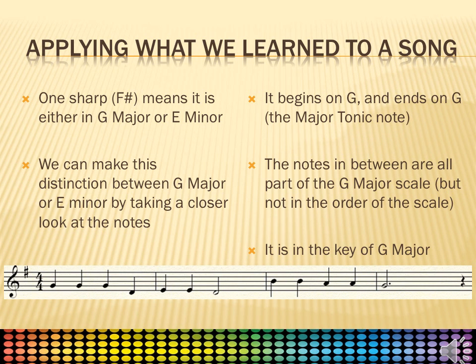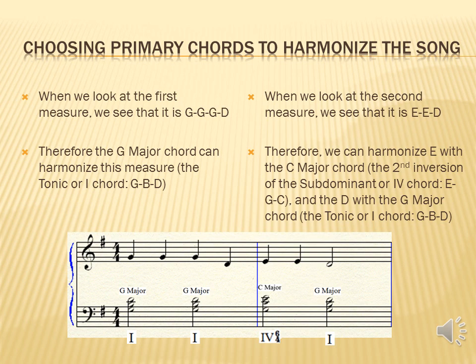1 sharp, F sharp, means it is either in G major or E minor. We can make this distinction between G major or E minor by taking a closer look at the notes. It begins on G and ends on G, the major tonic note. The notes in between are all part of the G major scale, but not in the order of the scale. It is in the key of G major. Choosing primary chords to harmonize the song.